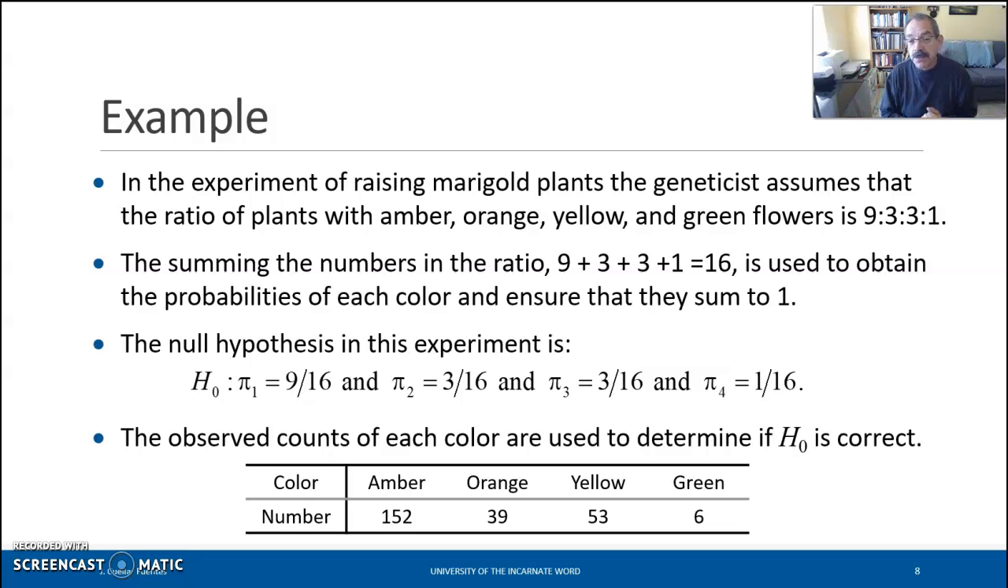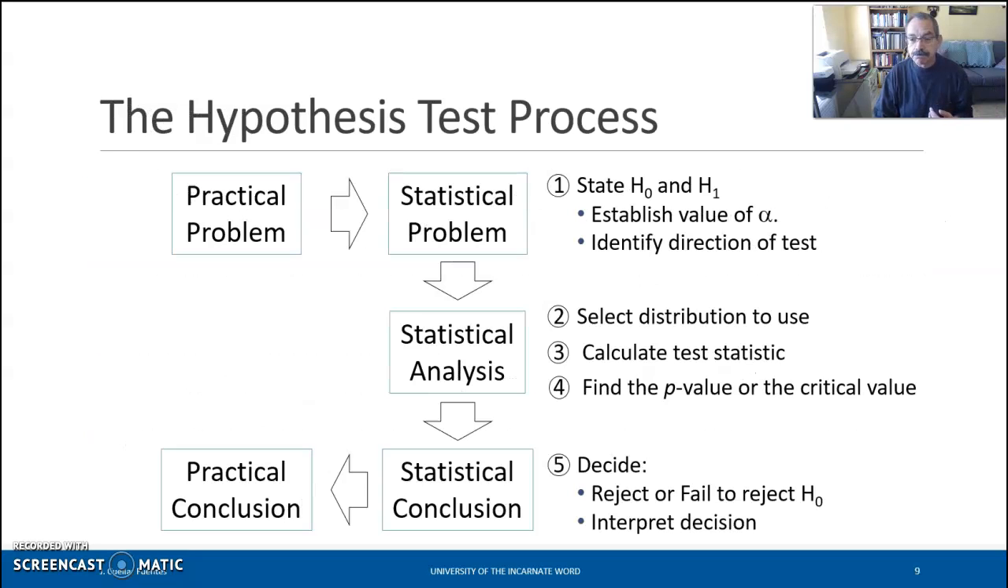So the null hypothesis for this multinomial experiment is that the probability of success of each color, more specifically, for the amber color is 9 sixteenths, for the orange color is 3 sixteenths, for the yellow color is 3 sixteenths, and for the green color is 1 sixteenth. And now we want to use the observed counts of each color to determine if this null hypothesis is correct. And that's what we're going to learn to do with this goodness of fit test.